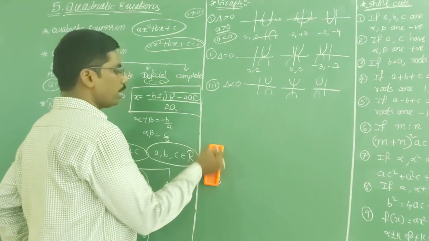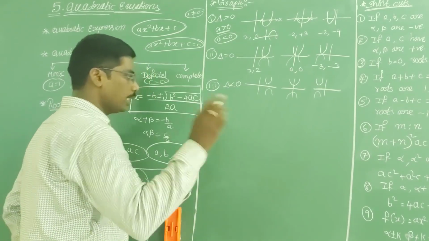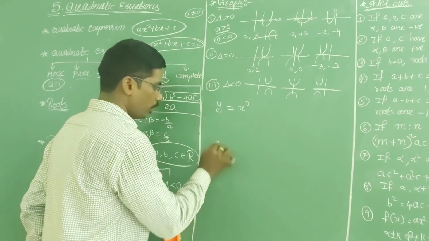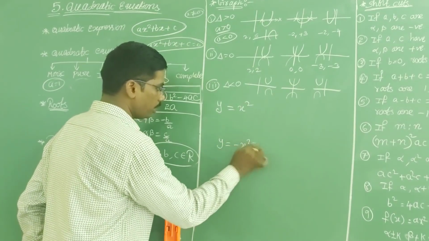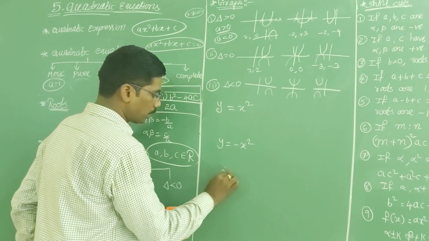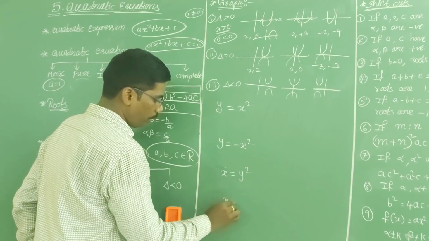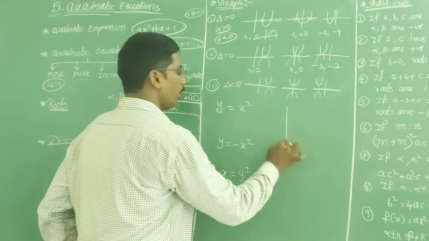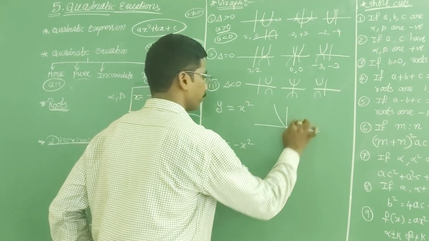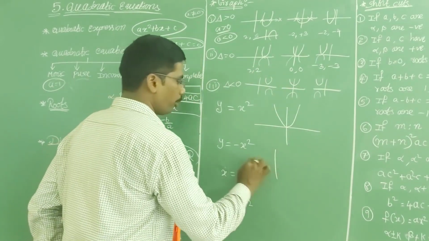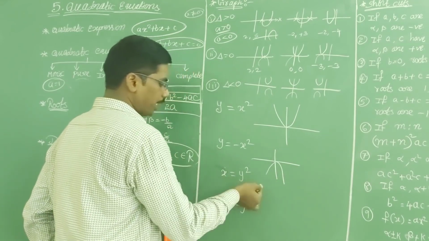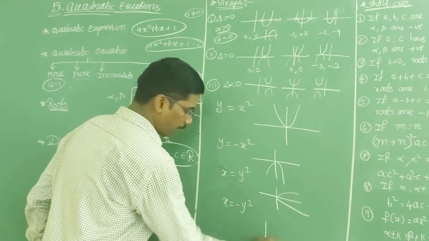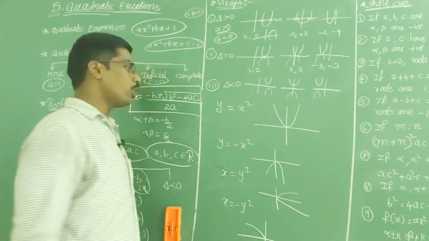Now the most important thing I am going to explain here. Listen. y is equal to x square, y is equal to minus x square, x is equal to y square, and x is equal to minus y square. These four graphs you have to remember. y is equal to x square will be like this. y is equal to minus x square will be like this. x is equal to y square will be like this. x is equal to minus y square will be like this. So these four graphs you have to remember.